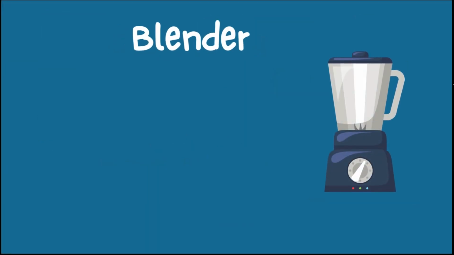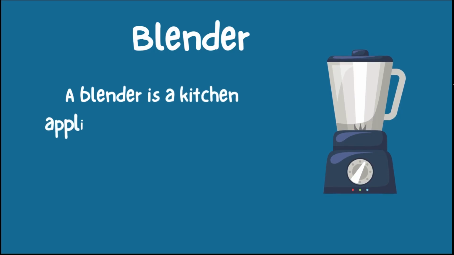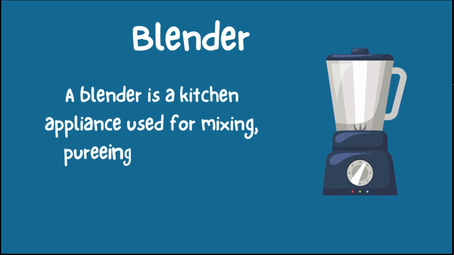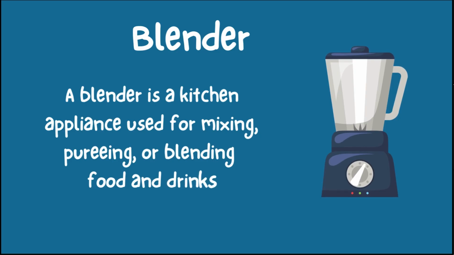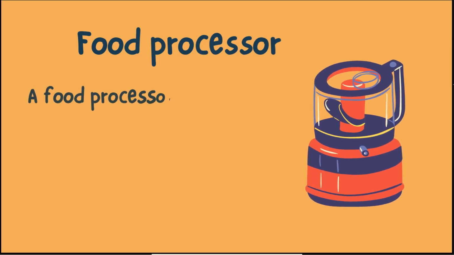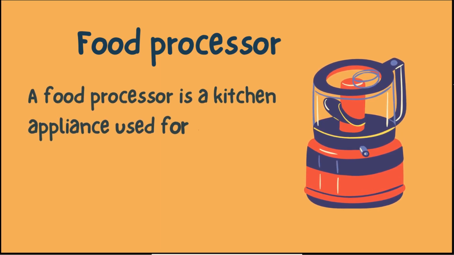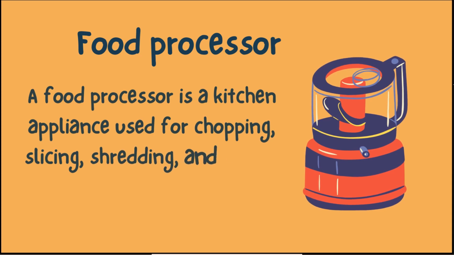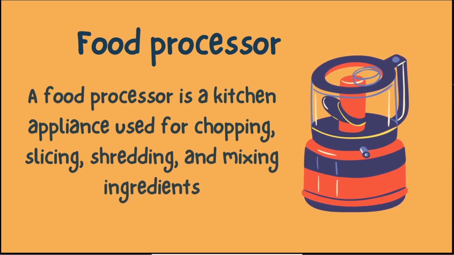Blender. A blender is a kitchen appliance used for mixing, pureeing, or blending food and drinks. Food processor. A food processor is a kitchen appliance used for chopping, slicing, shredding, and mixing ingredients.